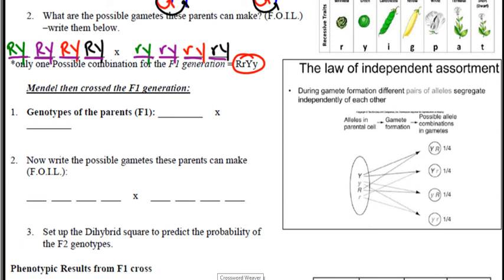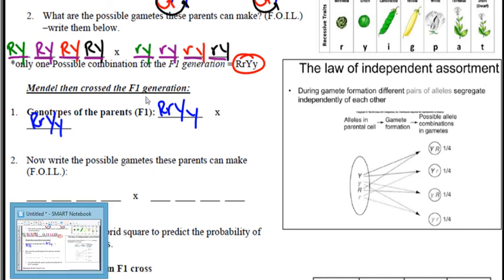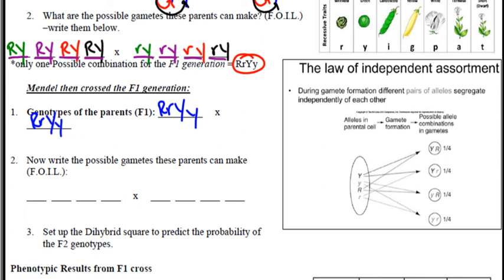Similar to what he did with the monohybrid, he then crossed the hybrids, self-fertilized them. So in essence, with our F2 generation, we have parents that are heterozygous for both alleles. And now we have to do the same thing. Since both parents are the same, they'll end up with the same different combinations.